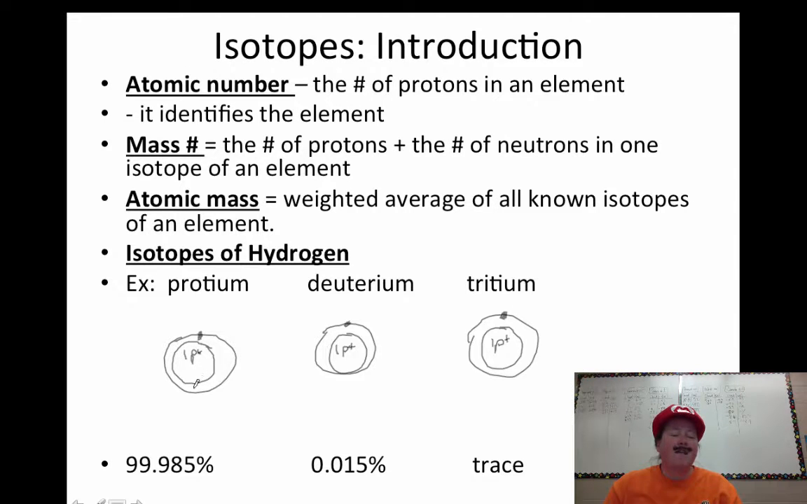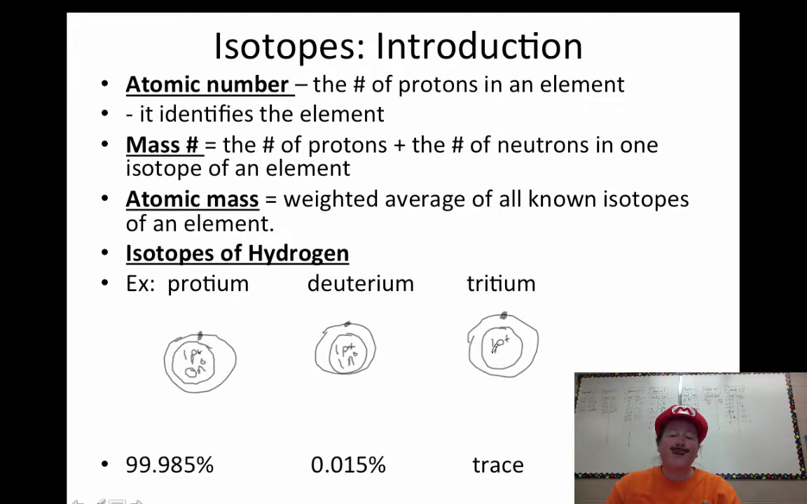Protium is the most common type of hydrogen atom. In a sample of hydrogen, 99.985% is protium. It has 0 neutrons. So the simplest hydrogen atom doesn't have any neutrons at all. Just a positive proton sitting in there by herself. Deuterium has 1 neutron. So if protium has a mass of 1, we would say deuterium has a mass of 2.